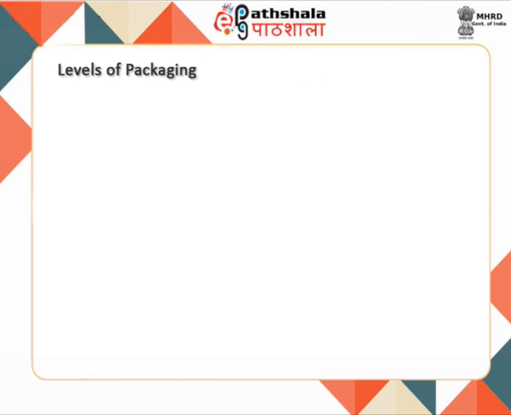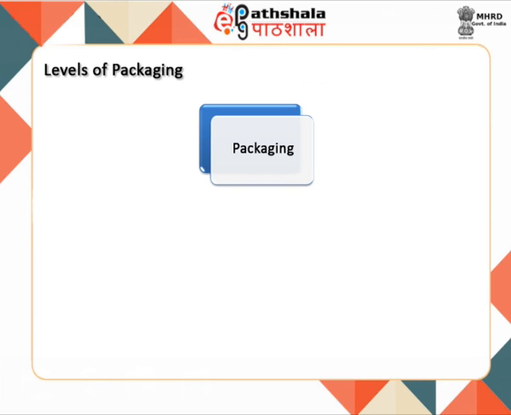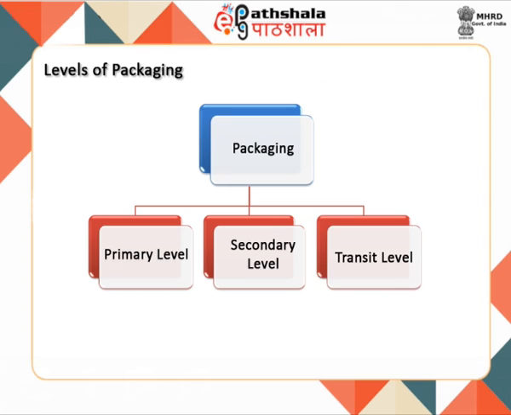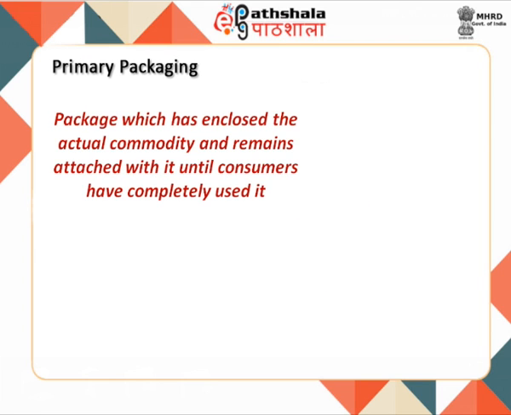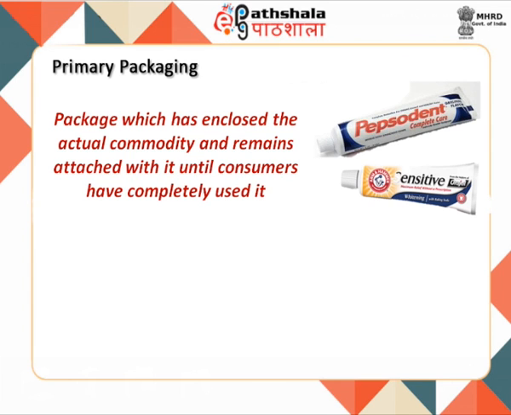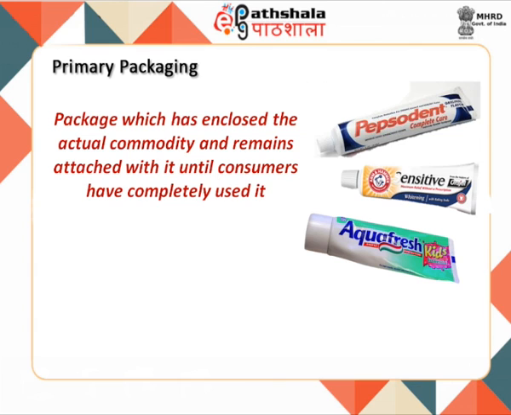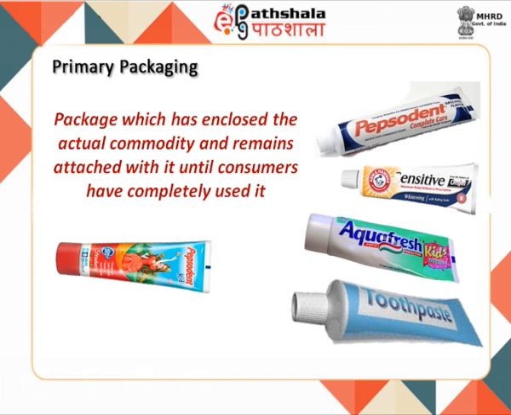Many products have different levels of packaging. This improves handling, storage, transportation, and display of a product. Packaging falls into three levels: primary level, secondary level, and the transit level. Primary packaging. The package which has enclosed the actual commodity is called primary level package. Such package remains attached with the actual commodity until the consumers have completely used it. Toothpaste tube is the example of primary package.